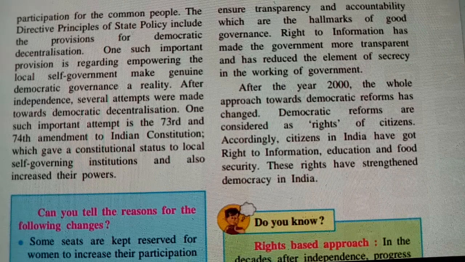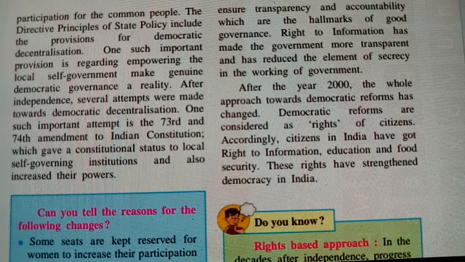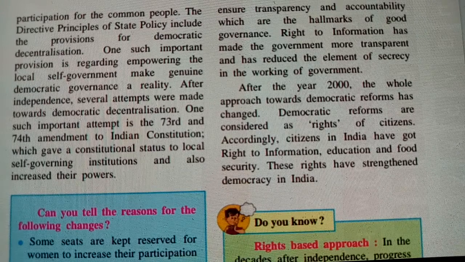The directive principles of state policy include provisions for democratic decentralization. One important provision is empowering local self-government, to make genuine democratic governance a reality. So the local government or self-government can also have the power to interact with the governments. After independence, several attempts were made towards democratic decentralization. After that, powers started reaching all people. Even common people were getting the power to take decisions.